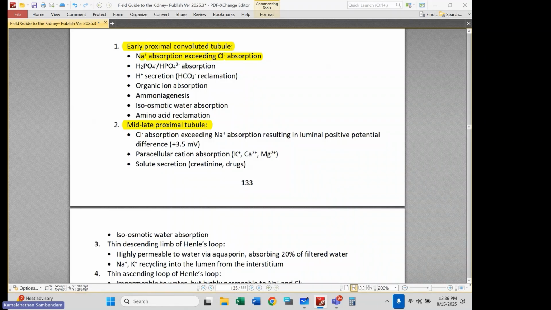And that may further drive sodium absorption in the paracellular, excuse me, I said negative luminal potential difference. In the late proximal tubule, the reverse is true. Chloride absorption is exceeding sodium absorption. That causes a lumen positive potential difference, and that drives some of the paracellular transport of calcium and magnesium gated by claudins. Okay, so again, we recognize especially calcium and magnesium transport that's happening in the proximal nephron.